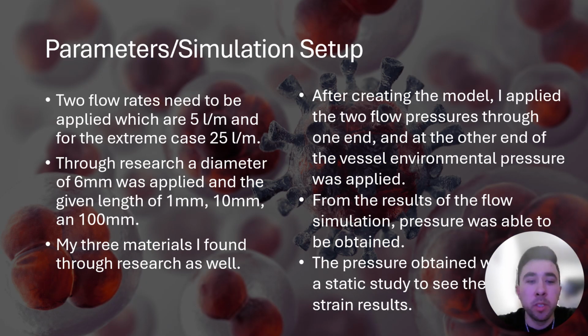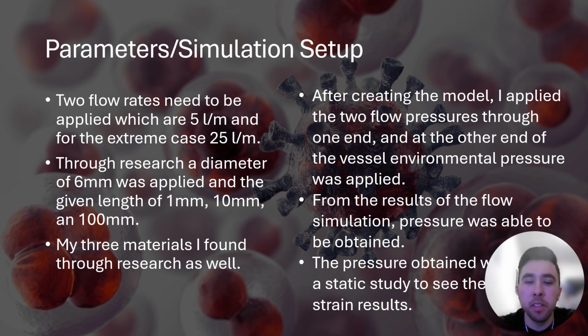So in this slide, I'm going to explain the parameters and simulation setup. The two flow rates I found through research which are going to be applied are 5 liters per minute for the normal case, and 25 liters per minute for the extreme case. Also found through research is the normal diameter for a blood vessel, which is 6 millimeters, and I will apply that to lengths of 1 millimeter, 10 millimeters, and 100 millimeters. As I previously said, my three materials I found through research as well.